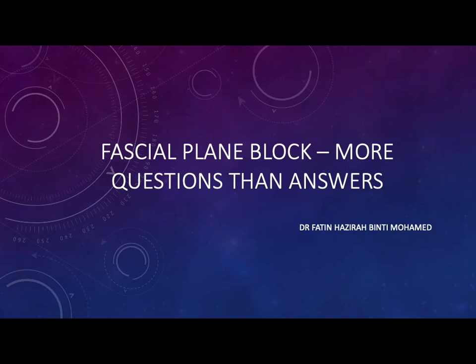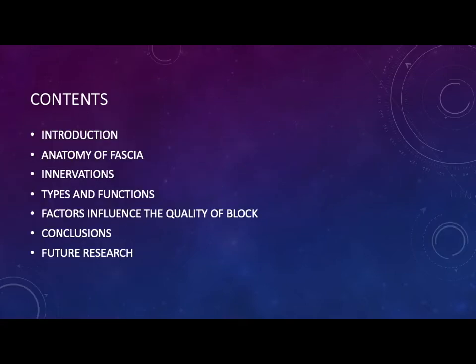So today I will present on a journal of fascial plane block, more questions and answers. This article discusses the possible reasons for the inconsistent effect of blocks and also how the structure and function of fascia influence the spread and quality of block. So here is the outline of my presentation today, which includes the introduction, anatomy of fascia, innervations, types and functions, factors influencing the quality of block, conclusions and future research.